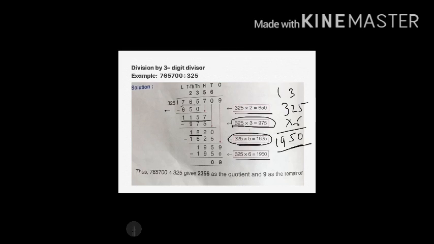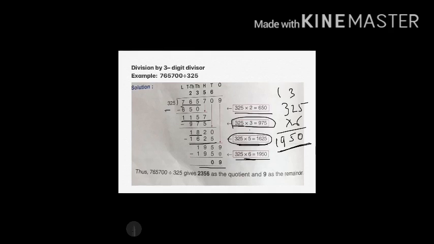Then I will try with 5. So when I try with 5, I'll get the answer 1625 and that is smaller than this. So I will write it here and I'll subtract. Then I'll bring down the next number. Now I've got this number. Now already I have tried with 6. 325 multiplied by 6 is 1950, a very near number to this number which we got down, 1959. So I'll go with 6 only.